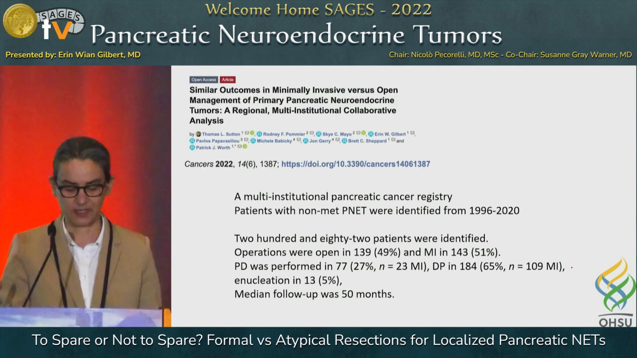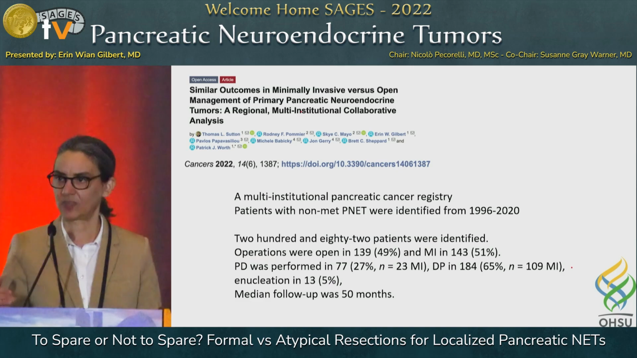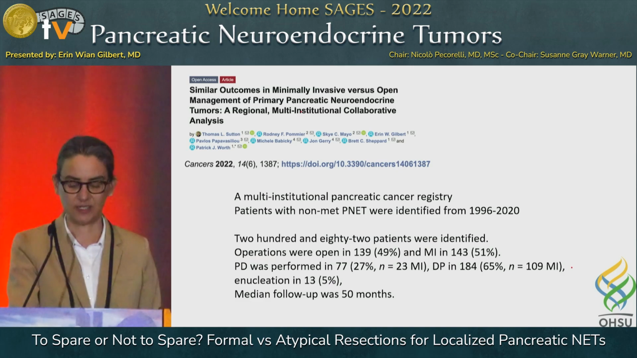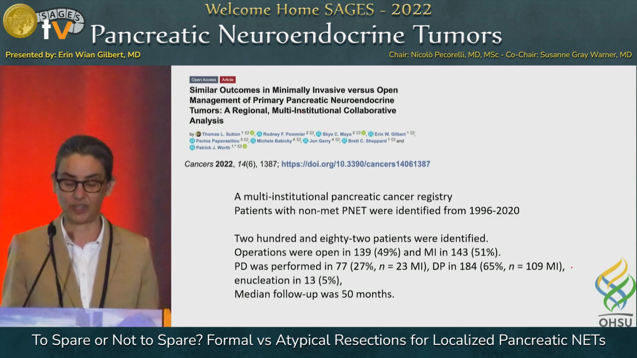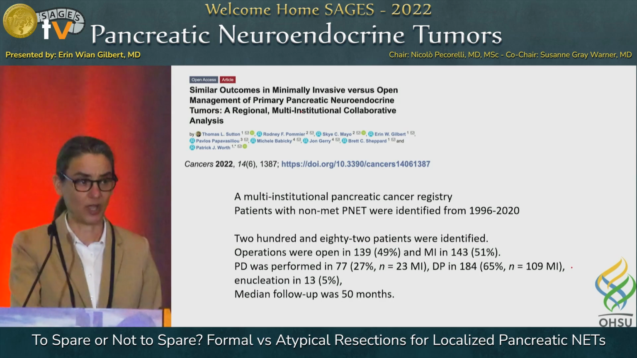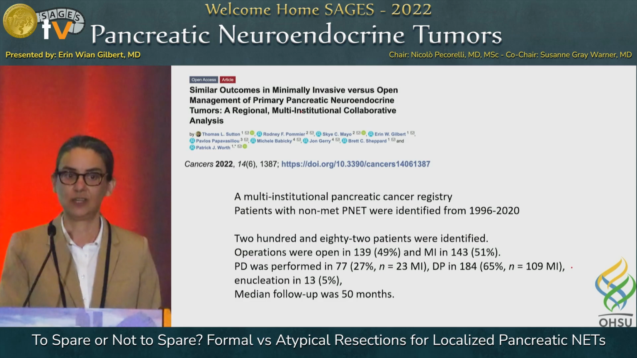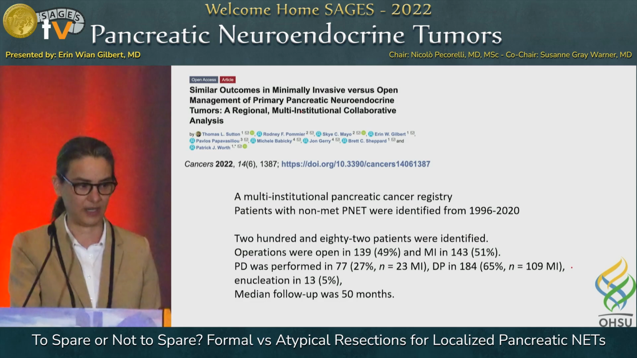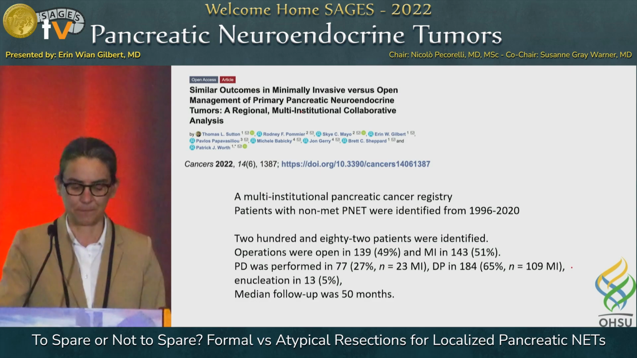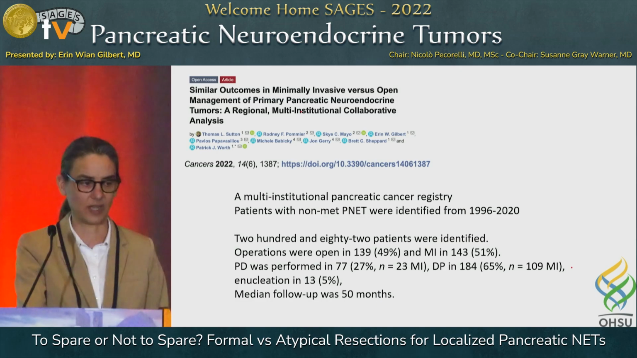So the first question to consider regarding surgical management of these patients is how they should be resected, meaning with an open or MIS approach. Although many prior studies comparing MIS and open surgeries in pancreatic tumors have been published, very few are only inclusive of neuroendocrine tumors, as this study by Thomas Sutton. The pooled experience of multiple regional high-volume centers was performed in patients with non-metastatic PNETs and compared outcomes between open and minimally invasive approaches, both robotic and laparoscopic.